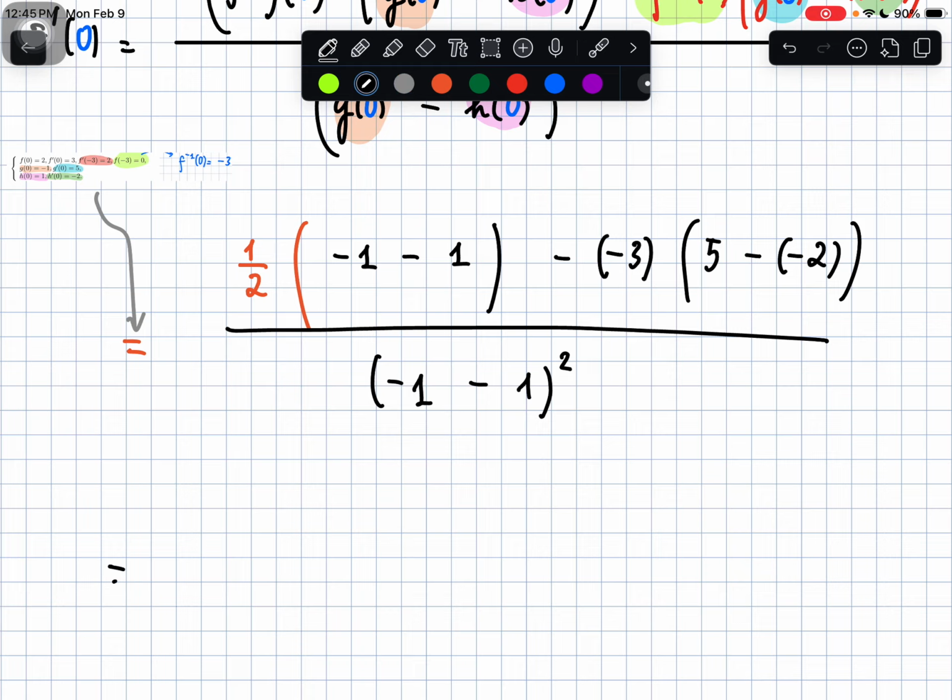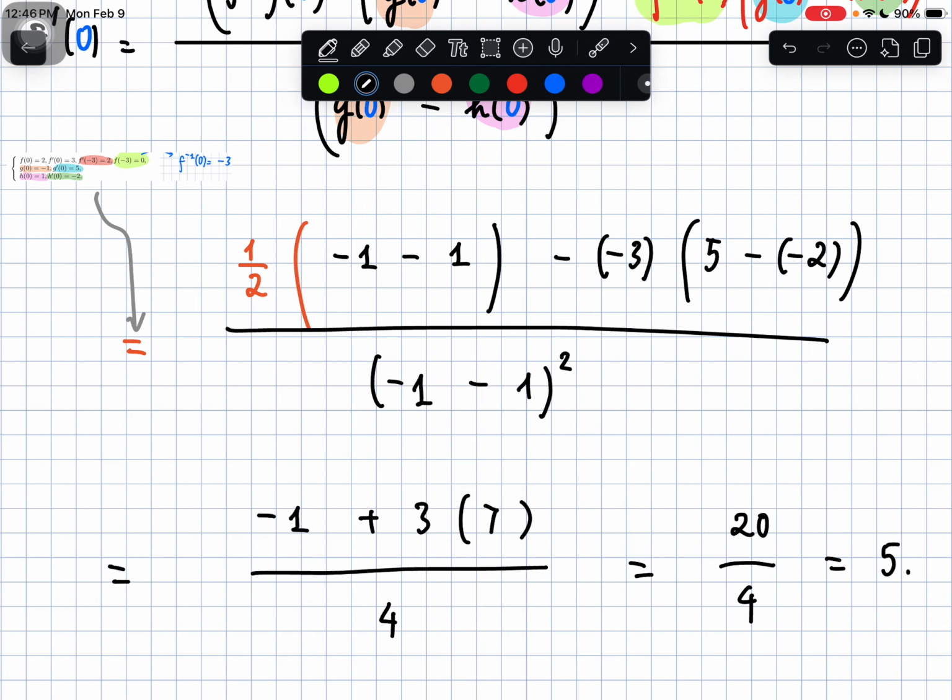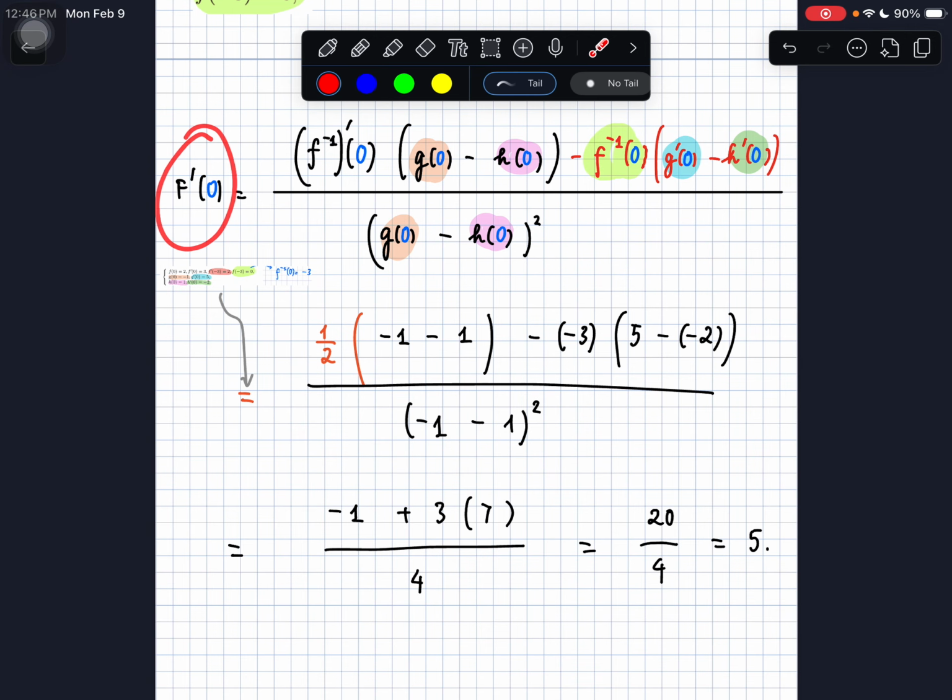Now we just compute that. Minus 2 divided by 2 minus 1, 3, 7, or 4, 20, so 5. So f prime of 0 is 5.